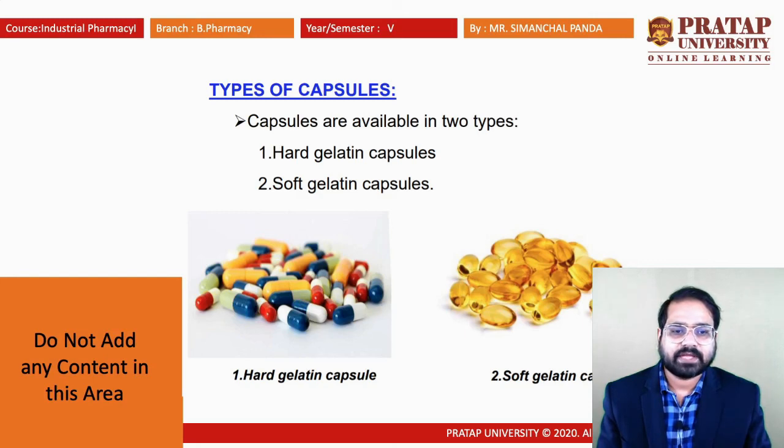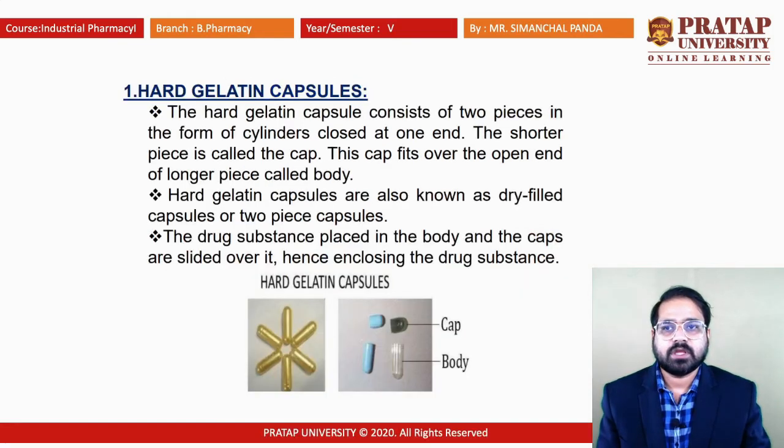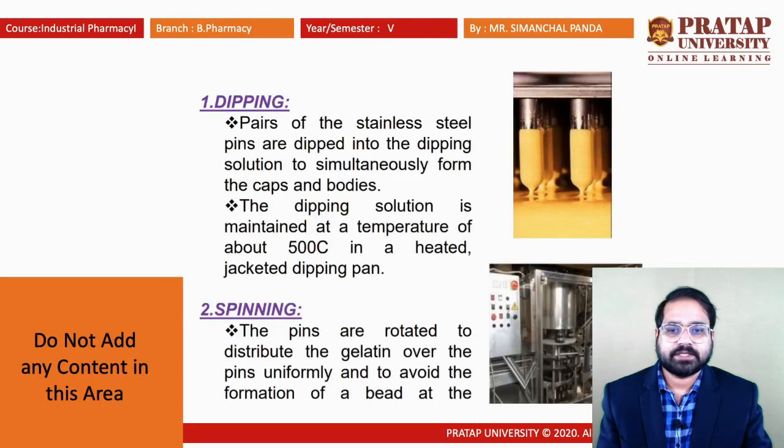Depending upon the type of gelatin, the capsule may be hard gelatin or soft gelatin capsules. So a hard gelatin capsule, as I told, has two parts, that is the body part and the cap part. And manufacturing of hard gelatin capsules is by dipping, spinning, drying, stripping, trimming and joining, polishing.